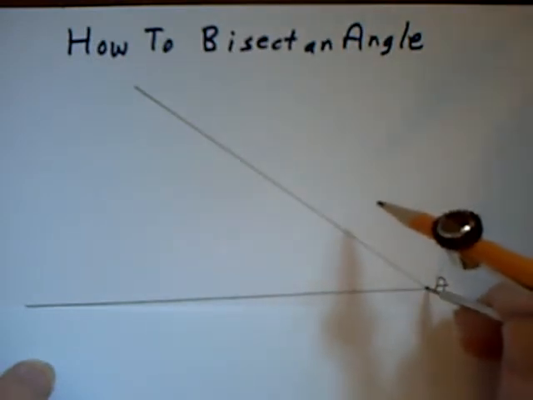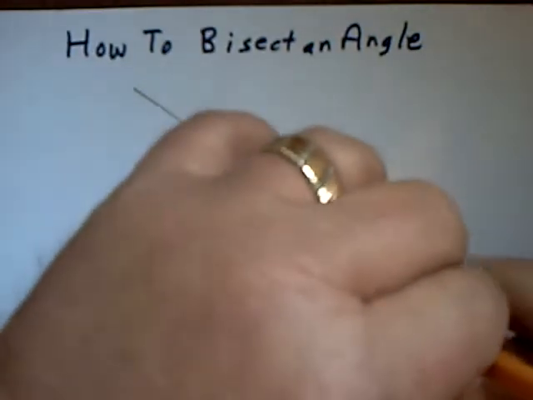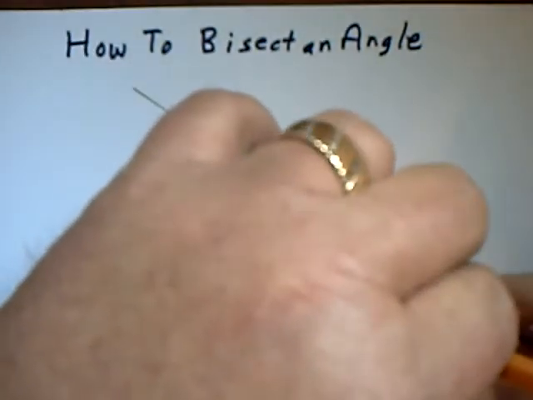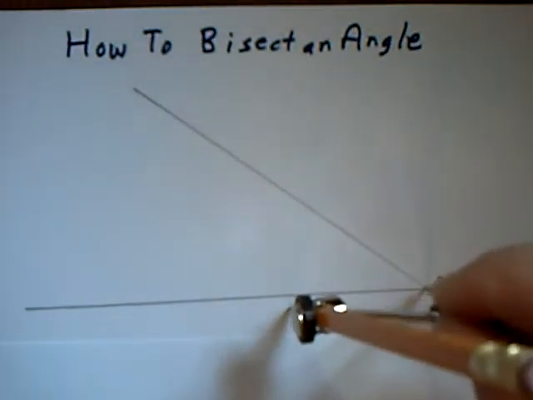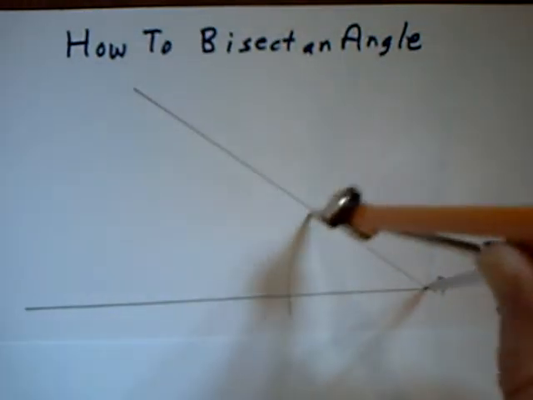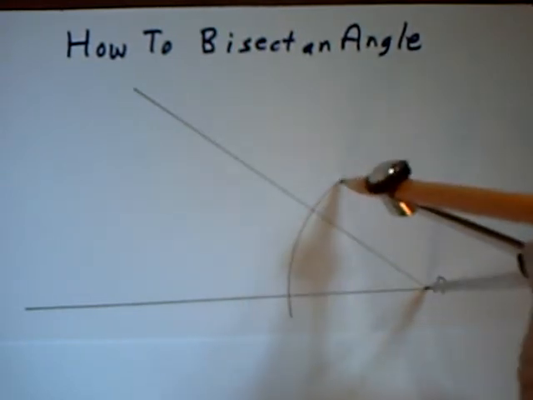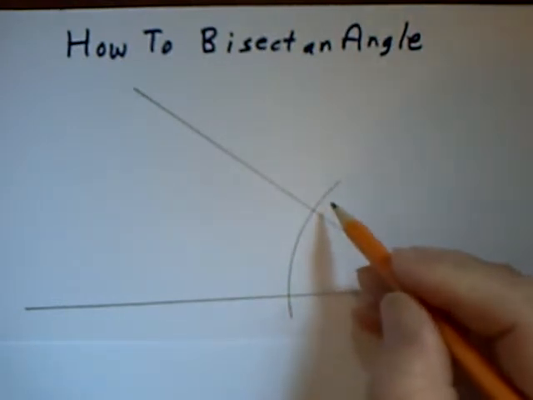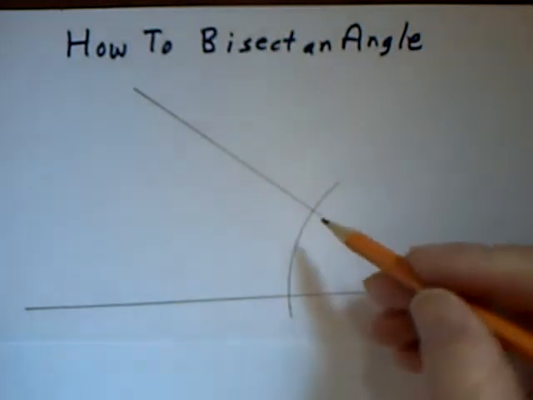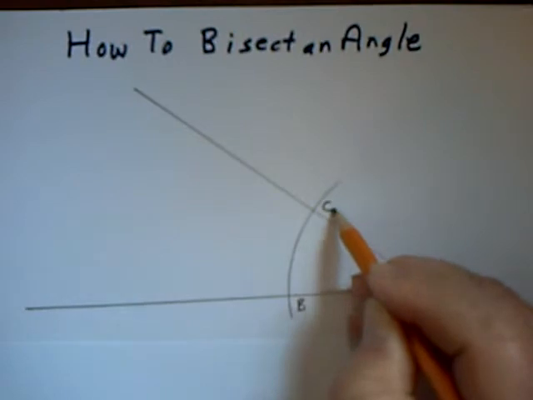I go to point A, the vertex of my angle, and what I'm going to do here is put my compass at any length I want, and draw an arc. Okay, so that arc now meets this line at B, and meets this line at C.